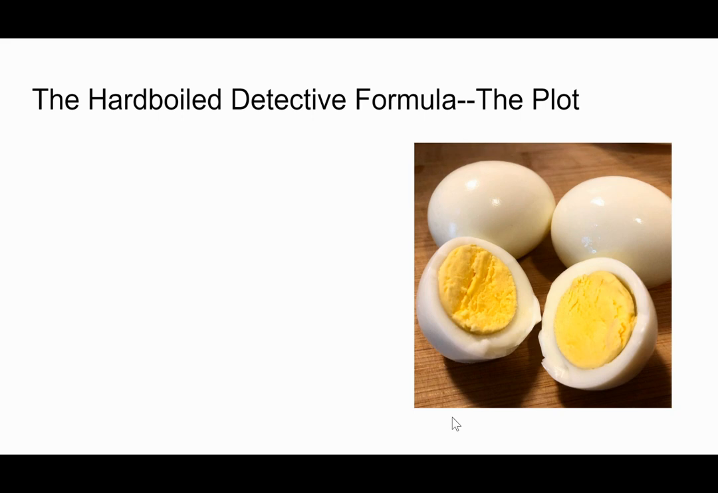Next is the hard boiled detective formula. I apologize for the cheap joke with the eggs.